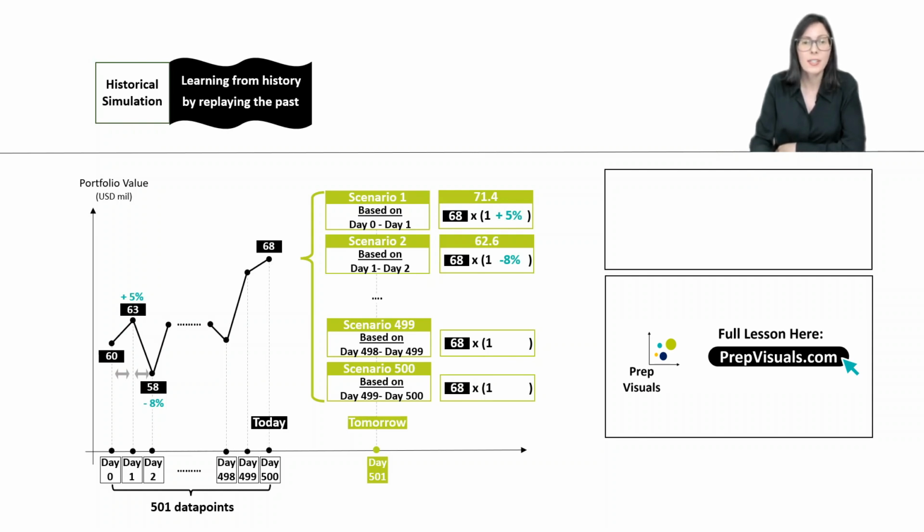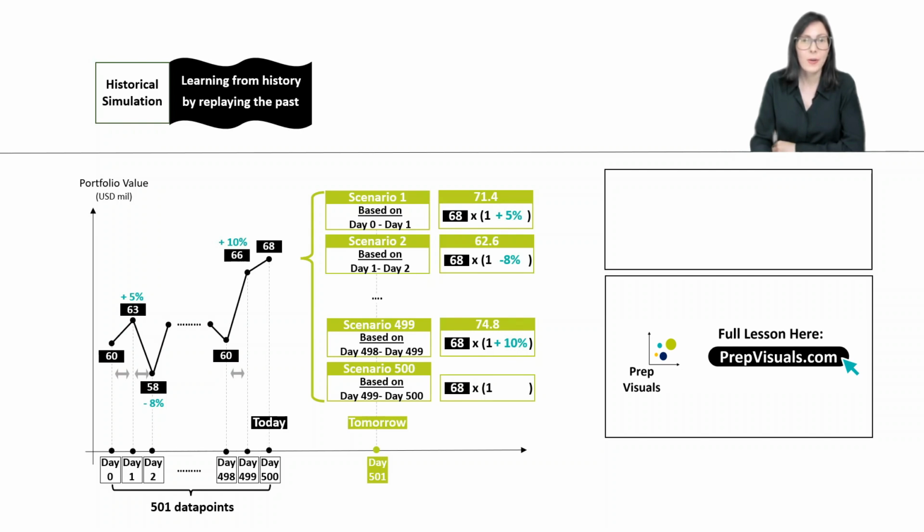In the same fashion, scenario 499 is based on what happened between day 498 and 499. If we assume that the portfolio value on day 498 is 60 and the portfolio value on day 499 is 66, this would imply that during this time period the portfolio has increased with 10%. And if this is the case, scenario 499 would assume that the portfolio value today would also increase with 10%. This would mean a portfolio value of 74.8.